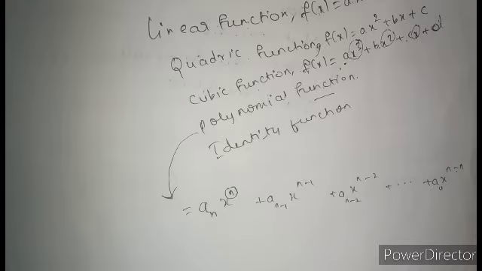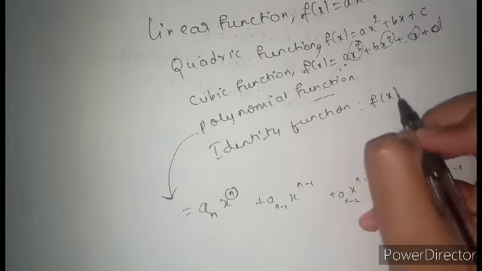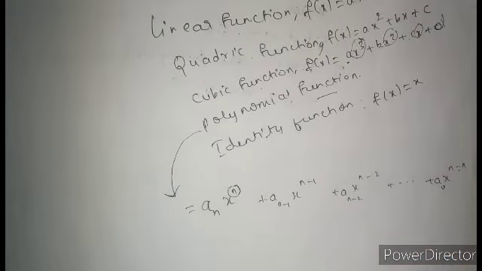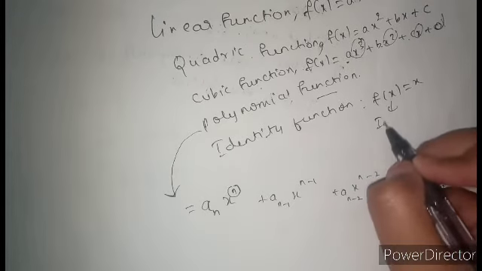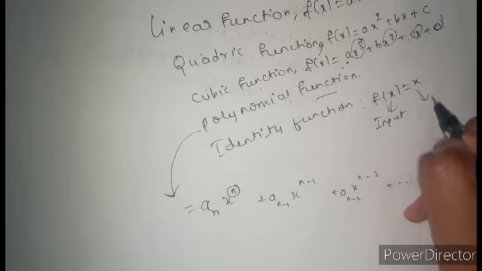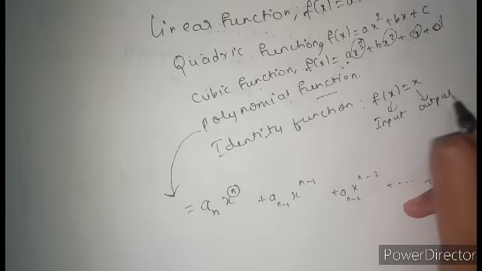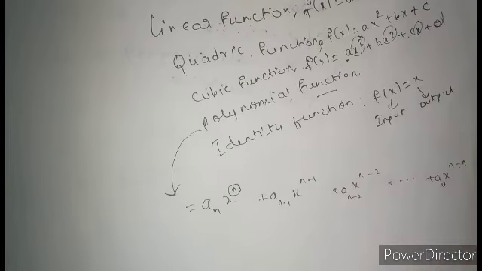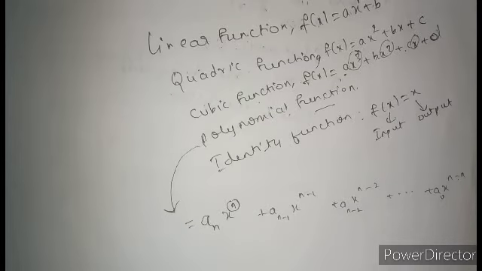Identity function means a function whose input as well as output are the same is called an identity function, right? Here input and output should be the same. See, here input is x and we have got output as x, so these two are the same, right? So this is an identity function. So these are all algebraic functions.